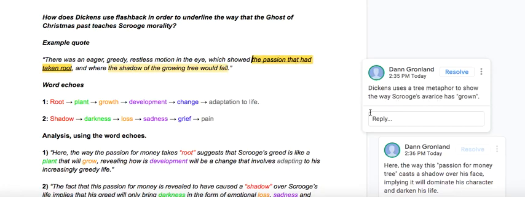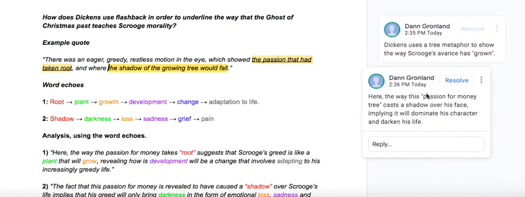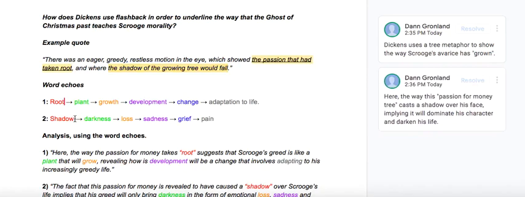And then the phrase, "the shadow of the growing tree," shows us that the passion for money tree that Dickens is describing metaphorically is going to cast a shadow over Scrooge, over his face literally, but suggesting that it's going to dominate his character for the rest of his life and darken the rest of his life. So in those 2 quotes, there's 2 key words here, root and shadow.